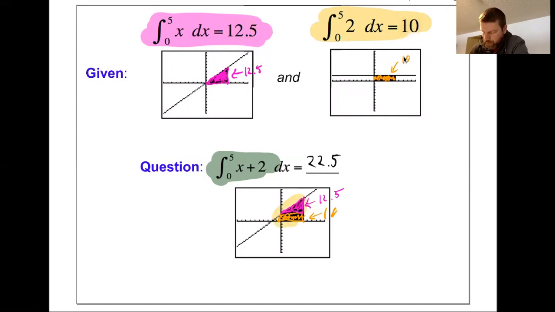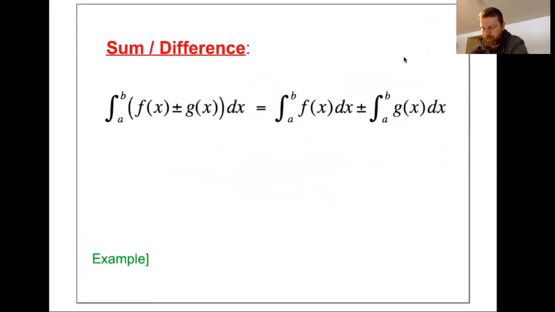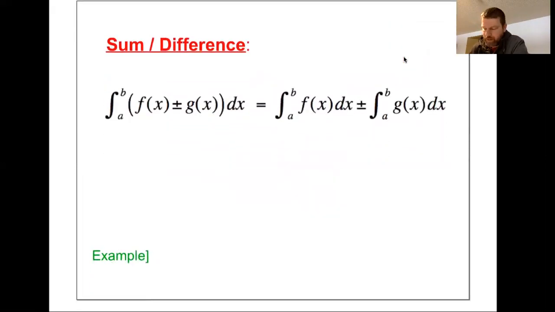That property is given a name. It's called the sum or difference property. It says that if you have a sum or difference of two different functions, you could rewrite that integral as two separate integrals with that same sum or difference.